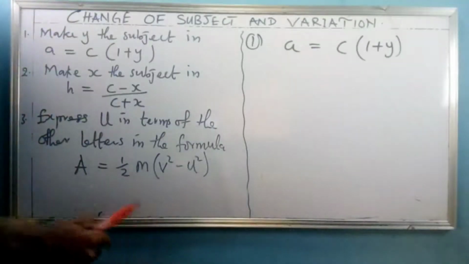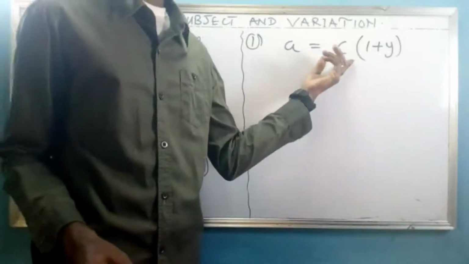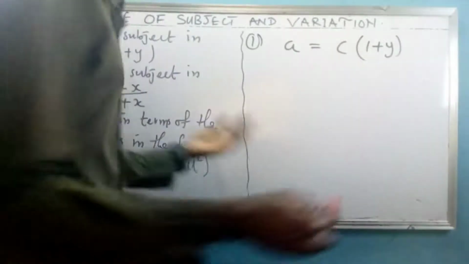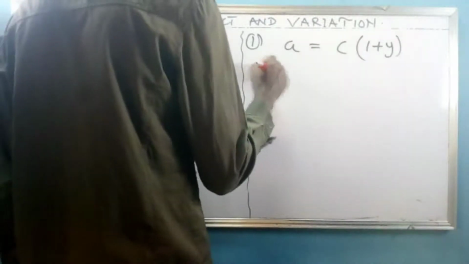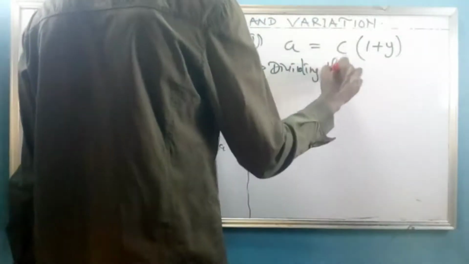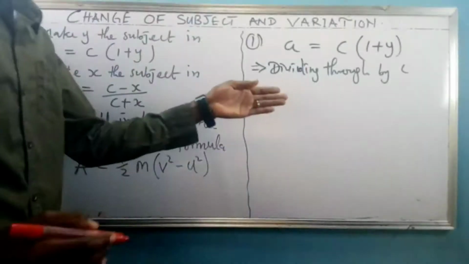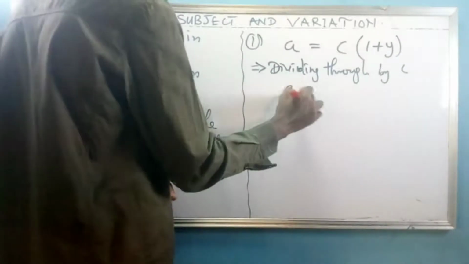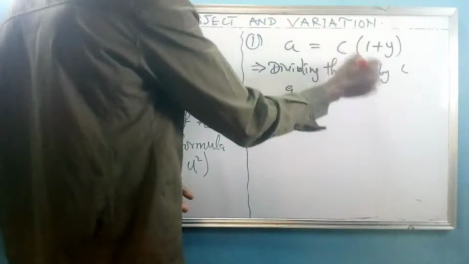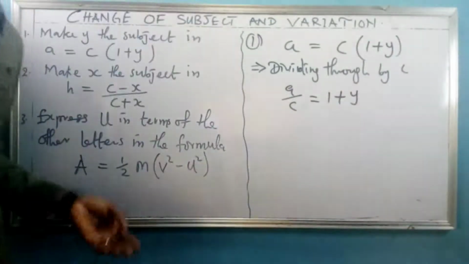So what I'm going to do, you can go in two ways. You can open the brackets, that's number one, and you can also divide through by c. Make this c come here because we don't need this c. We need y. So I will rather go like that. Divide through by c. By the time I divide through by c, what will I have? I will have a over c equals, that is, c and c cut each other off here, so you're going to have 1 plus y. Do you see that? Very good.